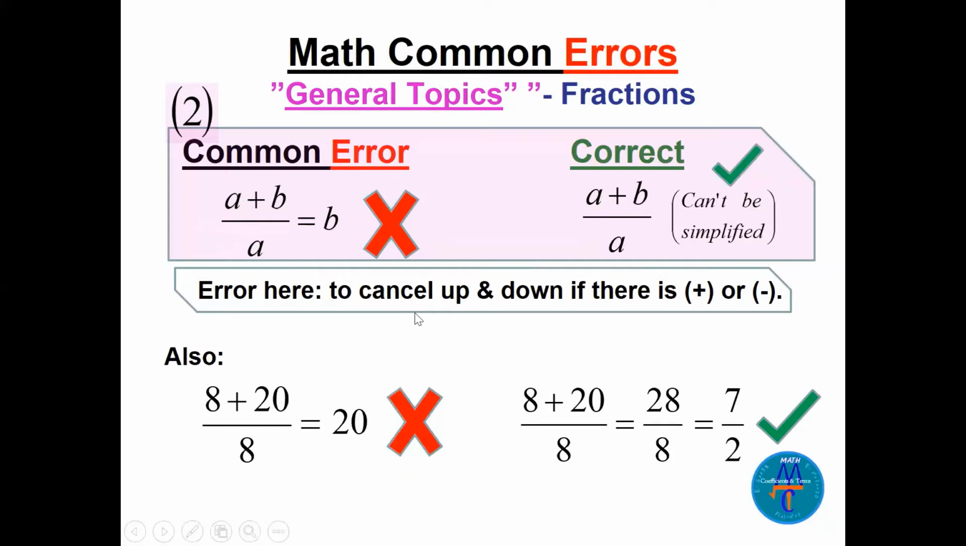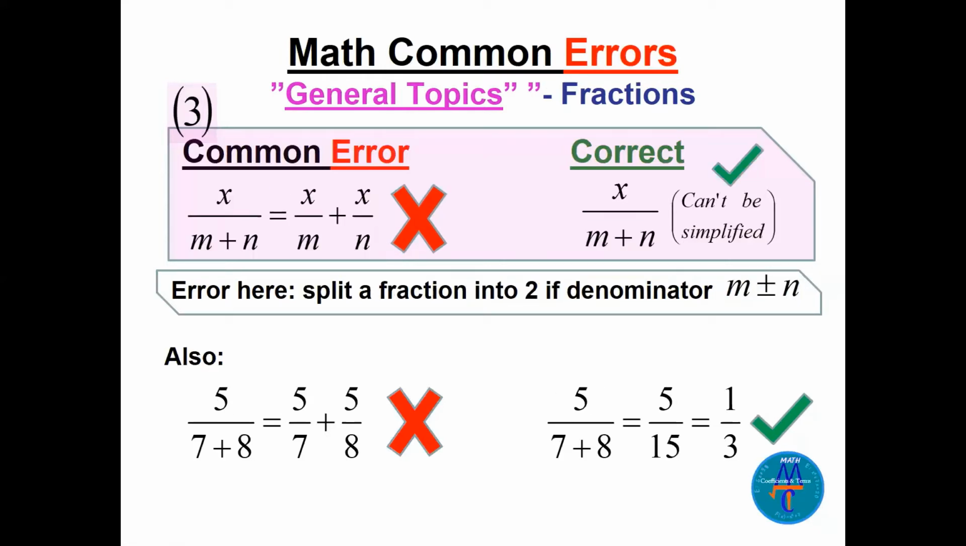So the error here is we cannot cancel up and down if there are pluses or minuses in the denominator and numerator, like this one: 8 plus 20 over 8. If you cancel the 8, you are left with 20. Wrong answer. Now 8 plus 20, you can add, 28 over 8, then divide by 4 up and down. So the answer will be 7 over 2.